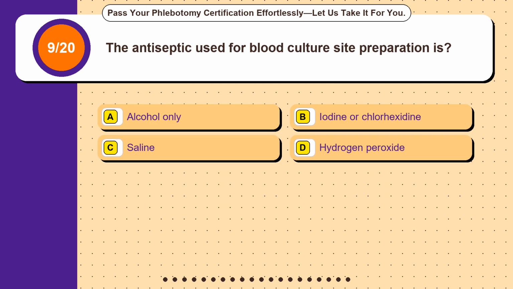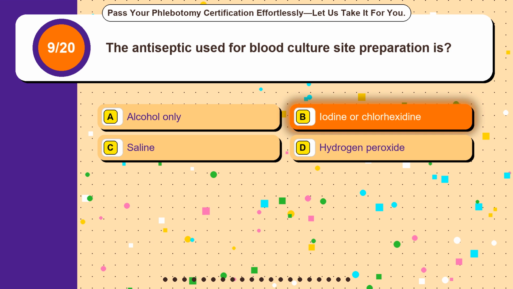Question 9. The antiseptic used for blood culture site preparation is: Option A, alcohol only. Option B, iodine or chlorhexidine. Option C, saline. Option D, hydrogen peroxide. The correct answer is option B, iodine or chlorhexidine.